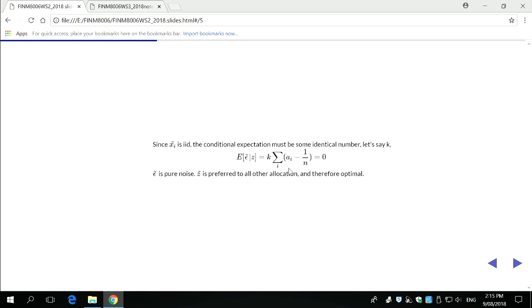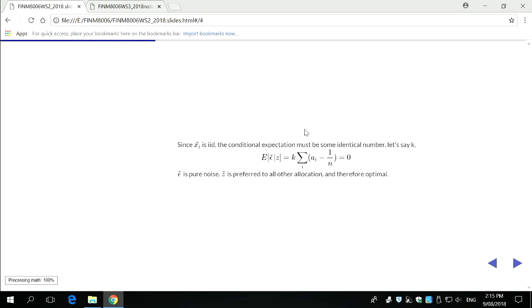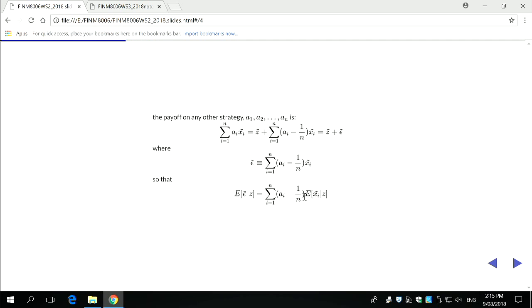We know that the conditional expectation must be some identical number, right? This conditional expectation itself is just some identical number. Let's say this is k. Now, if this is the fixed number k, let's look at this part. What is this part?